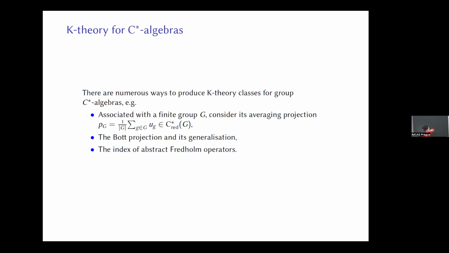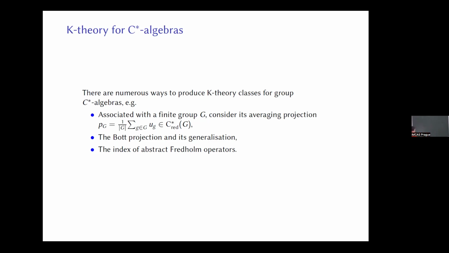The other one is the Bott projection. So the Bott projection is just when we consider a product of two commuting unitaries, and its generalization, then this would give us a well-defined K-theory class of projections. And then the other one is when we look at the index of abstract Fredholm operators through the Baum-Connes assembly map. So we have an abstract Fredholm operator. We look at the image under the Baum-Connes assembly map, which is the index of that operator, and that is a projection. And one can study the K-theory class of this element. So these are very well-known constructions.